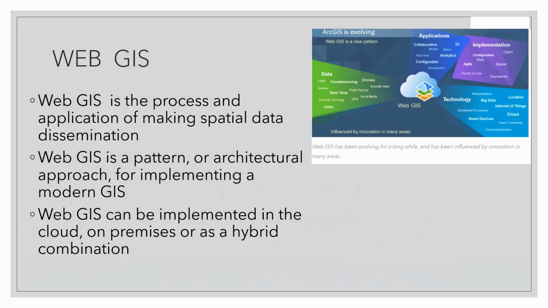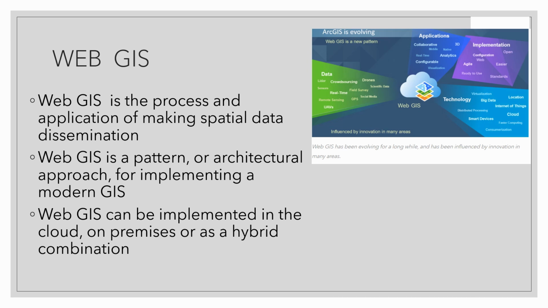The next type is Spatial Web or Web GIS, which is also known as web mapping, which is the process and application of making spatial data dissemination. Simply put, Web GIS is a pattern or architectural approach for implementing a modern GIS. It's powered by web services, the standard services that deliver data and capabilities and connect components.